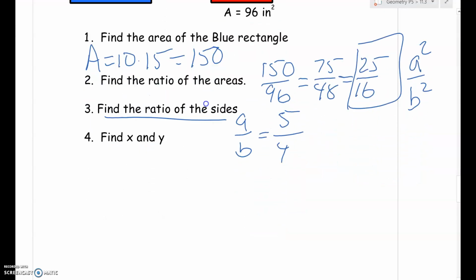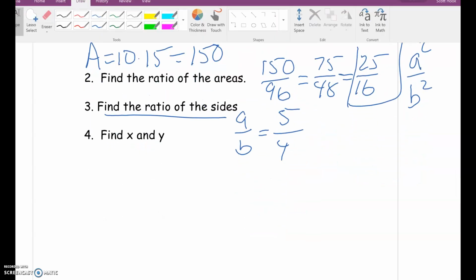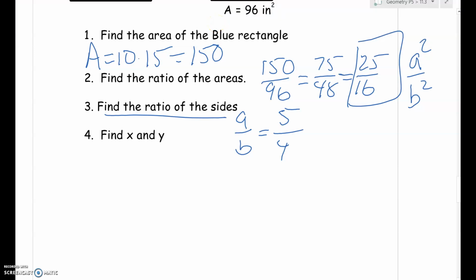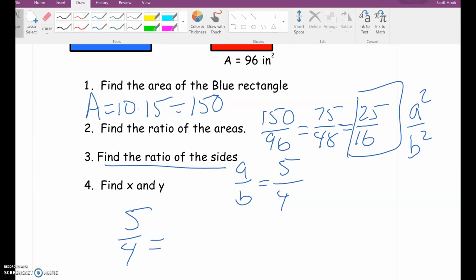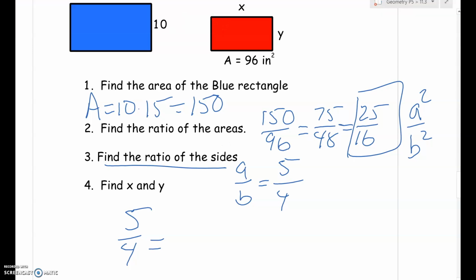All right, so what we're going to do with that is we are then going to set up a proportion. Oops, I need to scroll that back up so you can see the picture. All right, and we're going to set a proportion to solve for the x and the y. So what does that look like? Well, this was blue to red.